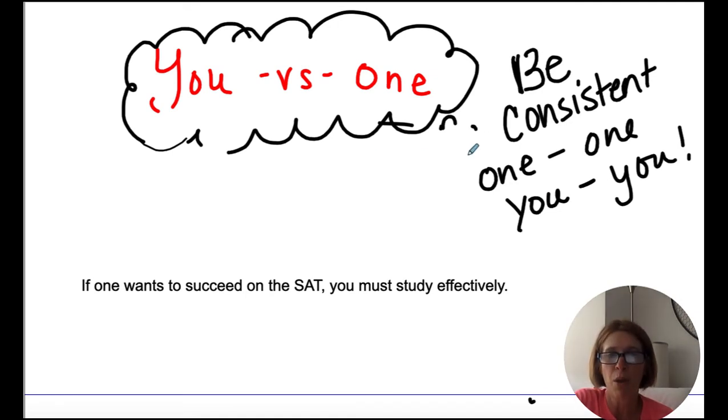Okay, you versus one. If one wants to succeed on the SAT, you must study effectively. You wouldn't want to say that. You'd want to say, one must study effectively. Or, if you want to succeed on the SAT, you must study effectively. So beware of things like that. You might not see it, but it's something that could come up.